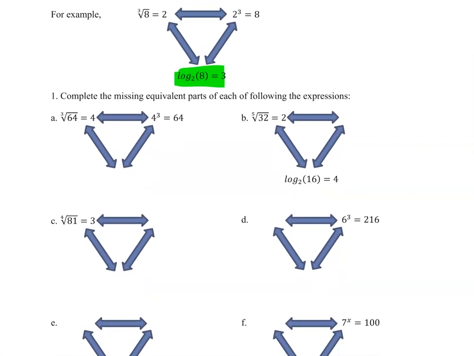Let's have some practice here. Complete the missing equivalent parts of each of the following expressions. Letter A: the cube root of 64 is equal to 4, and that's the same thing as 4 cubed is equal to 64, because 4 times 4 times 4 is equal to 64. And we write this in logarithmic form: the base of the exponential is 4, so the base is also 4 here. Log base 4 of 64 is equal to 3.